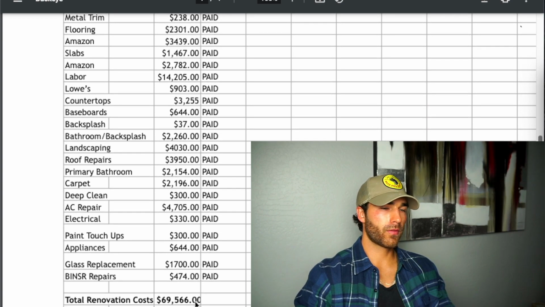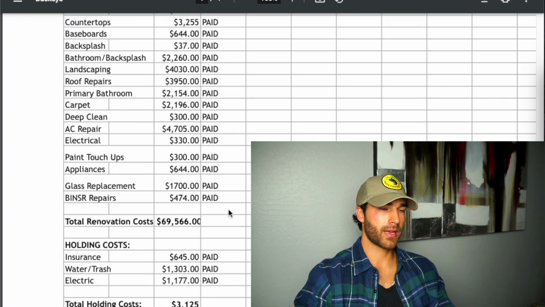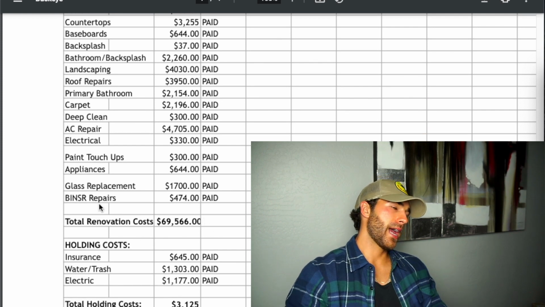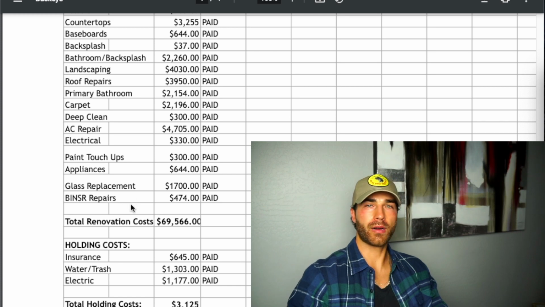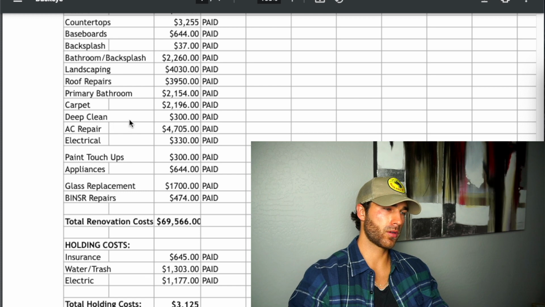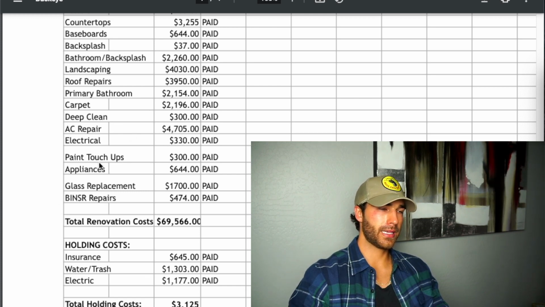So the reason why we went over budget on this, you guys will see, was $69,000 right here, is because we had to do a lot of repairs for the actual inspection. The buyers nowadays are getting a lot more picky, and they know they can get away with a lot more requests. So we had to fix the AC unit, which was a total of $4,700. We replaced an entire sliding door, which was glass replacement right here, $1,700.